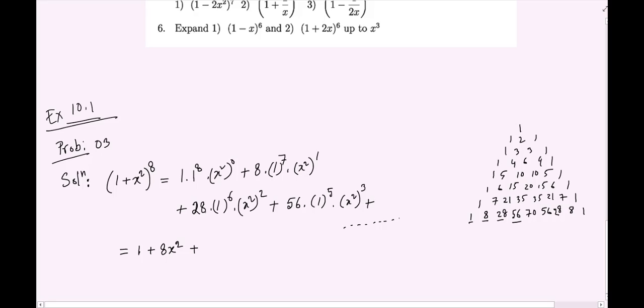Plus 28, 1 to the power 6 is 1, and so 28x^4. And then 56 into 1 to the power 5, which is equal to 1, and (x^2)^3 is x^6. These are the required 4 terms, and it is the answer of the first part.